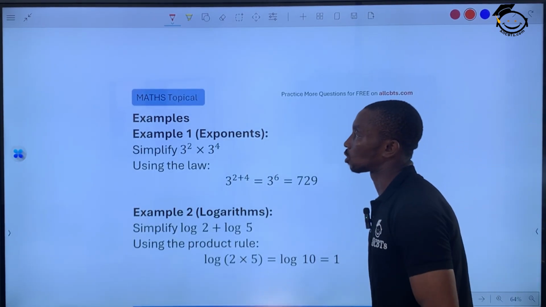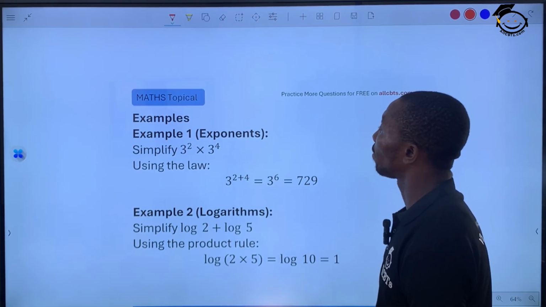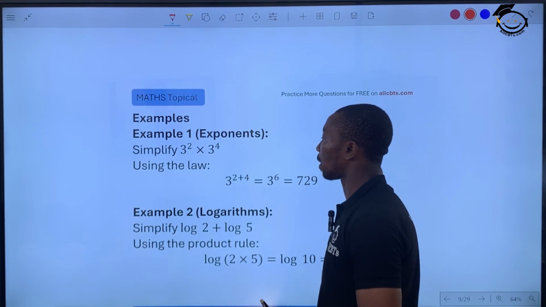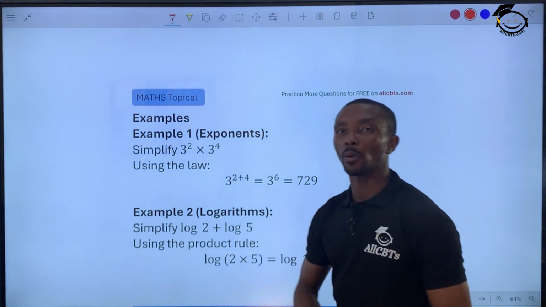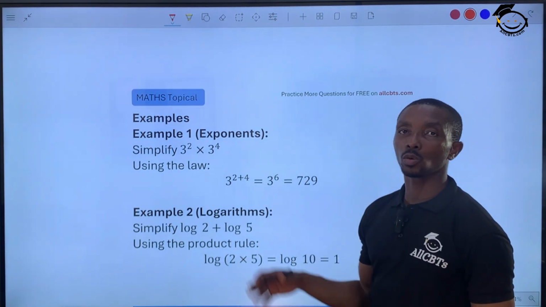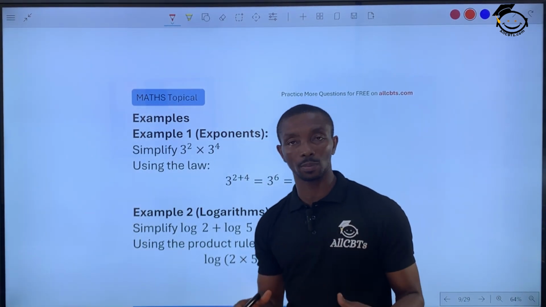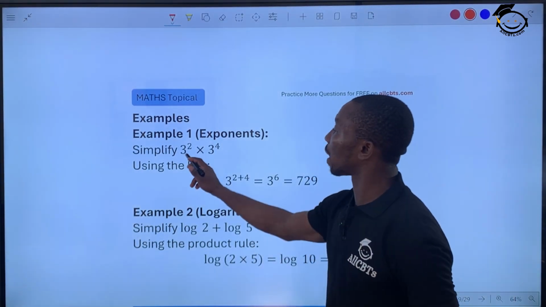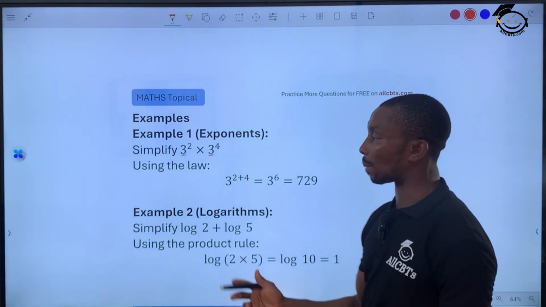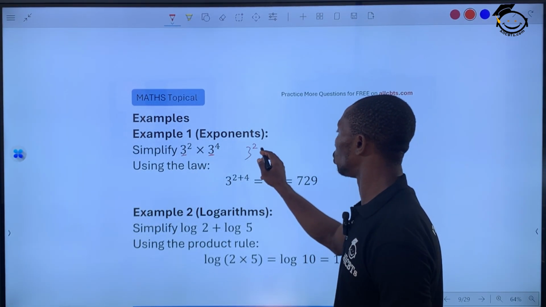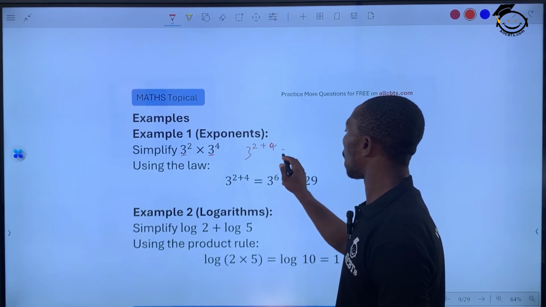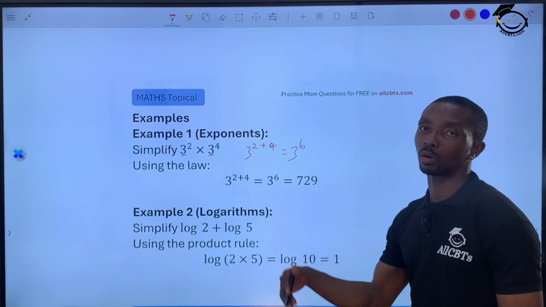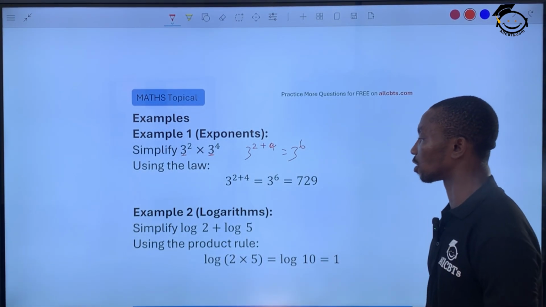Now let's look at some examples. We have: simplify 3 raised to power 2 times 3 raised to power 4. Now, which law are we going to apply here? For this, we apply the first law of exponents, which we looked at as the multiplication law. Since we have the same base, we can apply the law of 3 raised to power 2 plus 4, which gives us 3 raised to power 6. All right, which is 3 times 3 times 3 times 3 in 6 places.